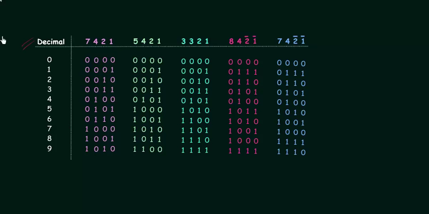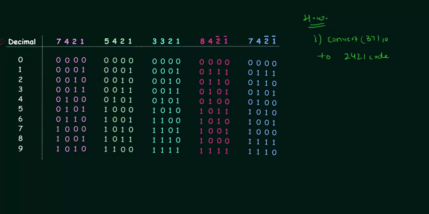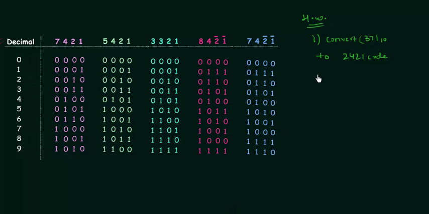Now we will move to homework problem. In the first homework problem, you have to convert 37 in decimal to 2421 code. And in the second homework problem, obtain the decimal equivalent of 2421 code. I am giving the 2421 code and you have to obtain the decimal equivalent of it. The 2421 code is 0100110011110. This is the 2421 code and you have to obtain the decimal equivalent for this code.